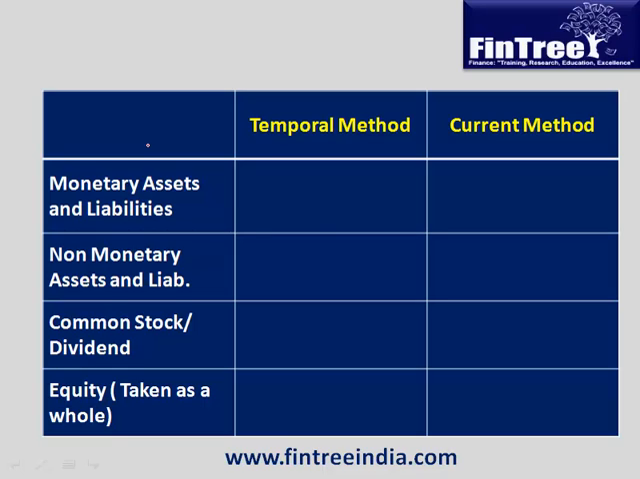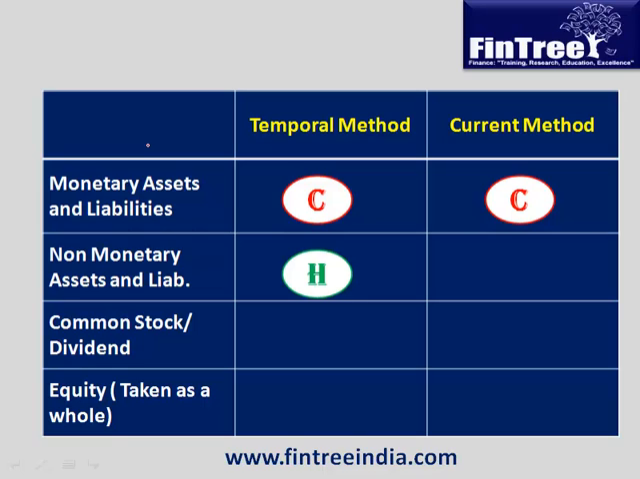Monetary asset and liability, temporal method. No, Anutej, temporal method. Current, Nitin. Yes, it would be current. But in case of current method, it would be current again. Now, non-monetary asset and liability, Nitin. Historical, are you sure? Current method. Current.